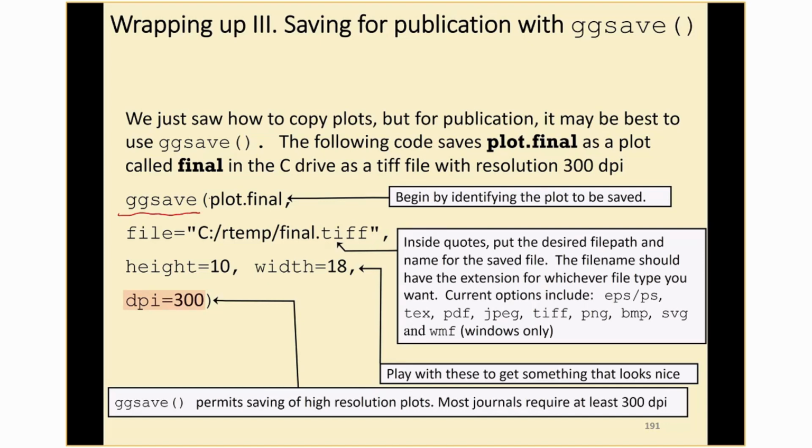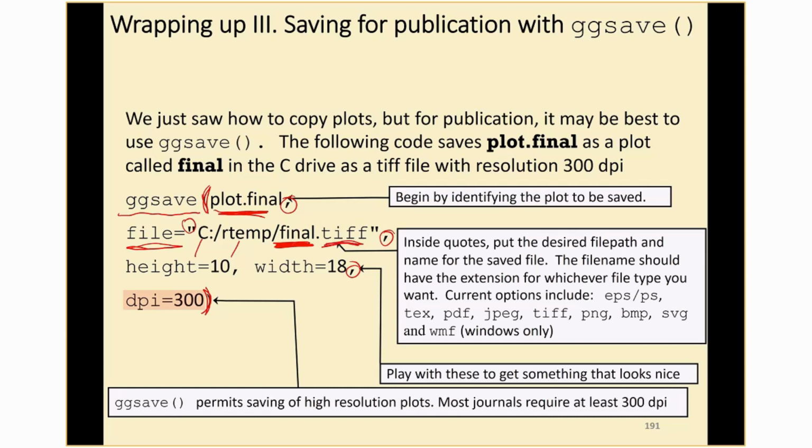So there's the ggSave function, and there's its open and close parenthesis, and a bunch of arguments that are separated by commas. The first argument is the name of the plot that you want saved. That's pretty straightforward. And then you're going to say file equals, that's our keyword, and inside quotation marks, you're going to specify the drive and the folder, and the name that you want the plot saved as, and at the end, the file extension.